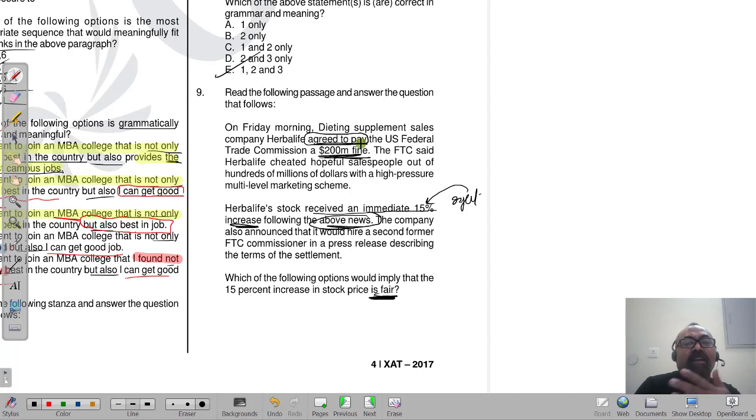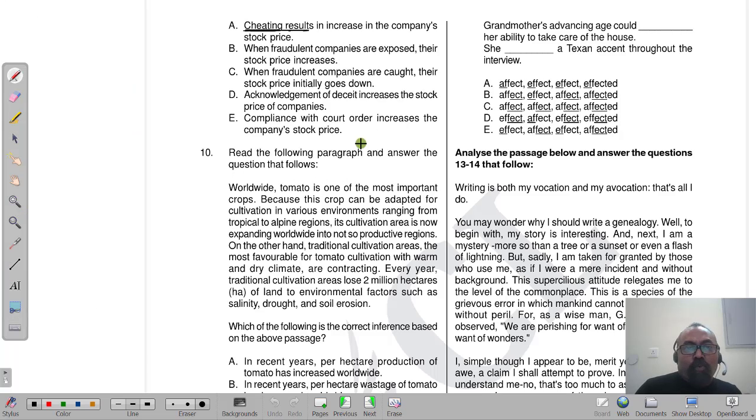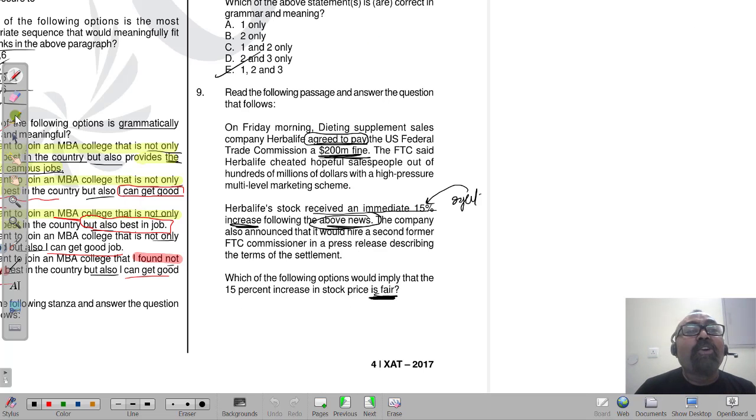This is not about cheating impacting the price increase. That's not what it is. When foreign companies are exposed, their stock price increases? This is not even getting exposed. This is them agreeing to pay. They're already paying the fine. The exposure would have happened much earlier than this. So this is a situation where they've been charged a fine, and they are not contesting it. They're saying, okay, we will pay the fine. So that's not the case.